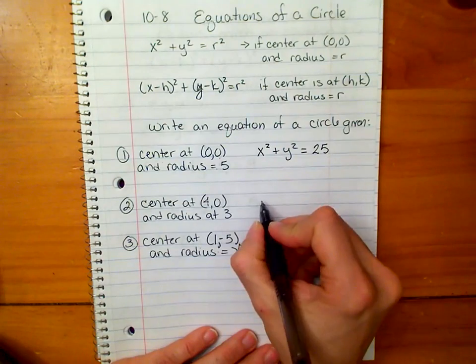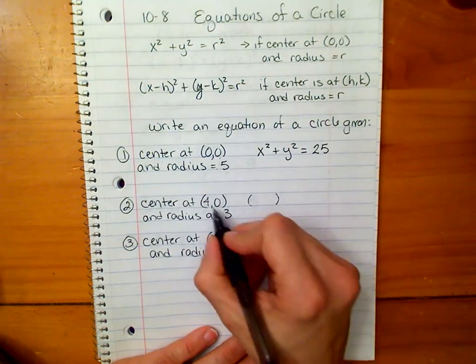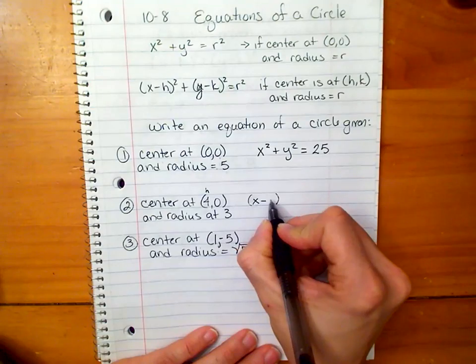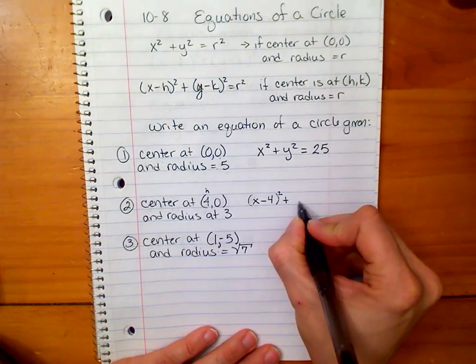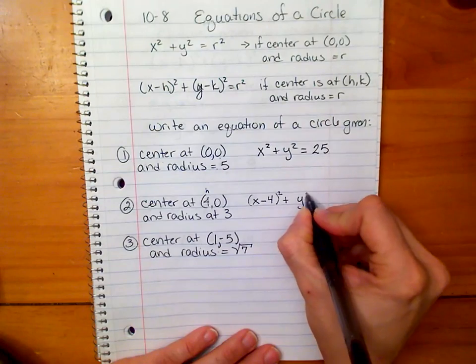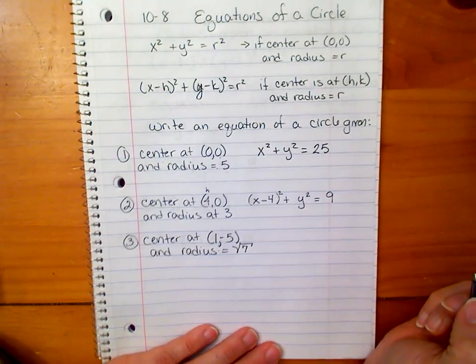So in this case, we have the center at 4, 0. Well, the x, this is the h again, and the formula says x minus h squared plus y minus 0 squared, and y minus 0 is just y, so we'll just put y squared, equals 3 squared, which is 9.